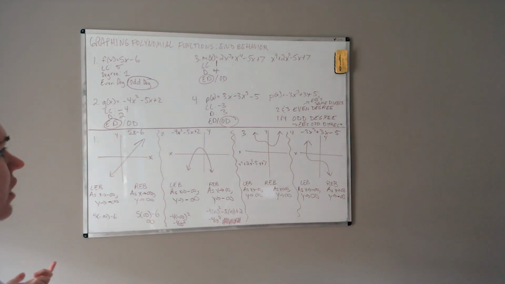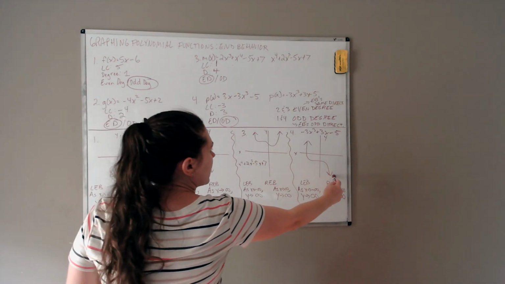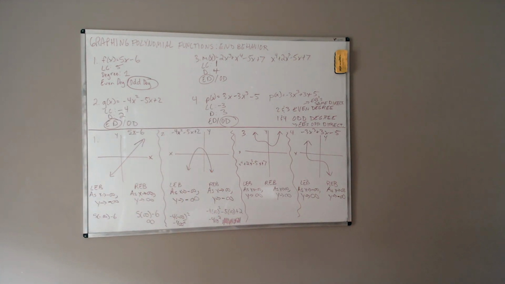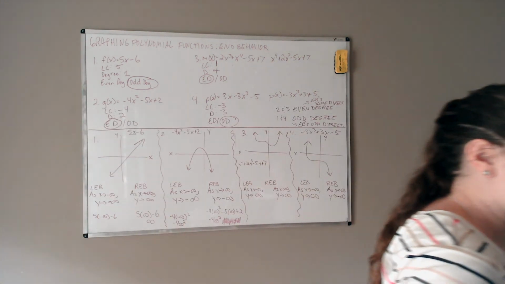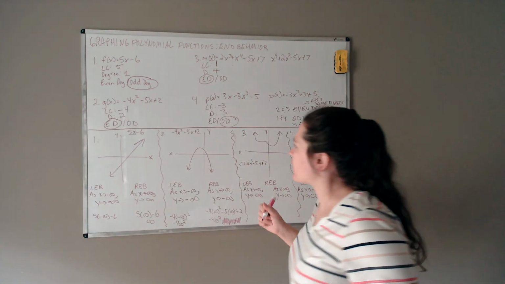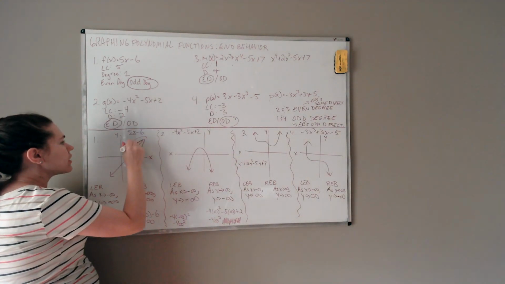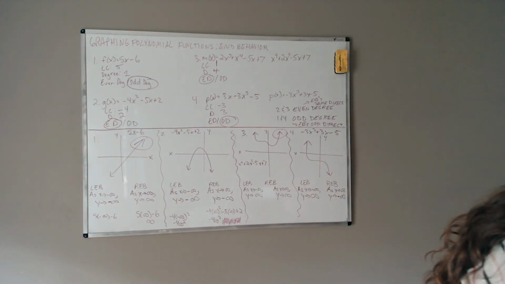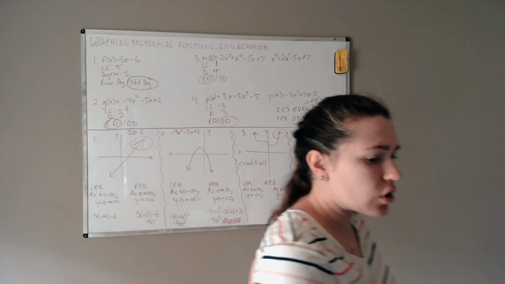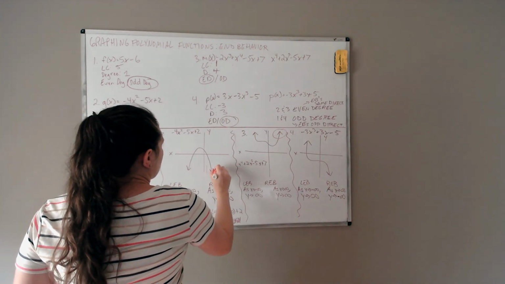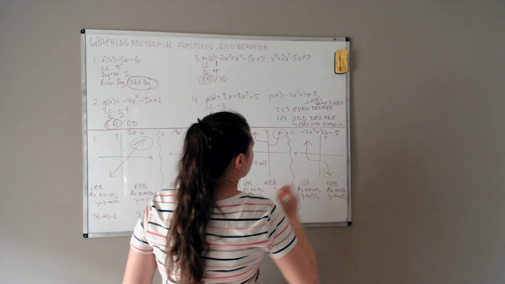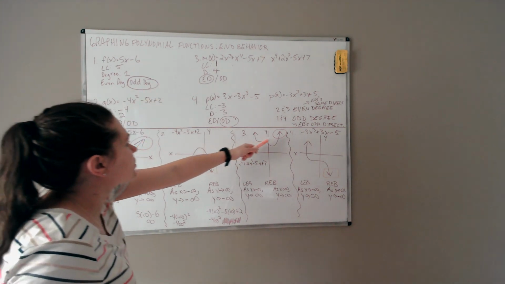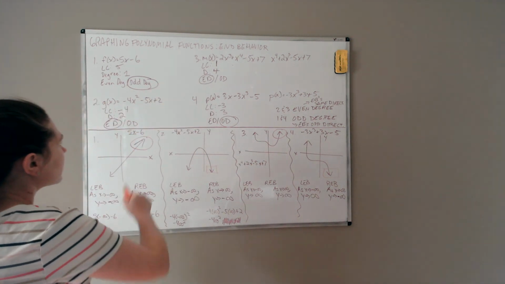Now if you look at this one, the right end is going down and the left end is going up. In this one, the right end is going up and the left end is going down. There are two graphs in which the right end goes up: number 1 and number 3. And there are two graphs in which the right end goes down: number 2 and number 4. 1 and 3, the right end goes up. 2 and 4, the right end goes down.